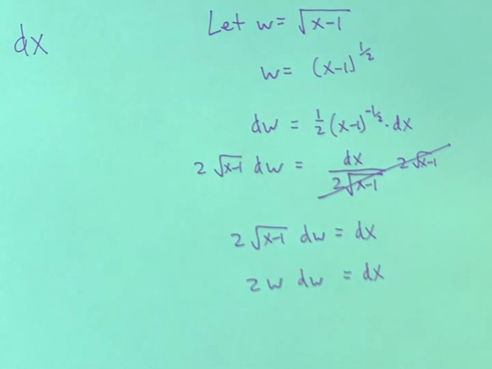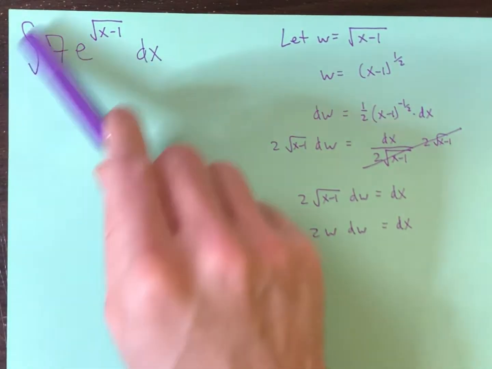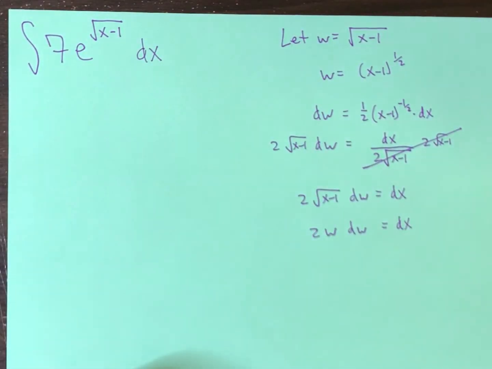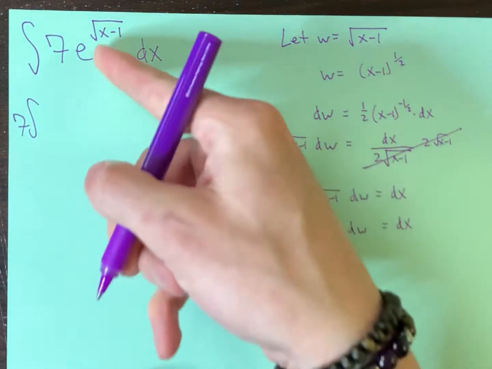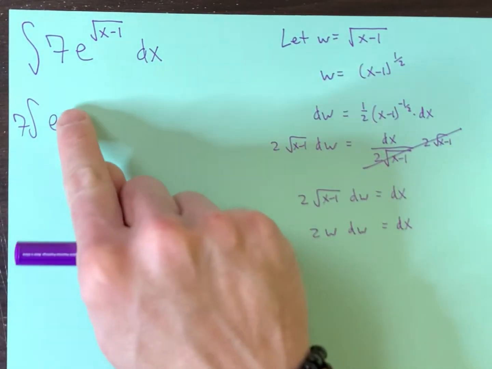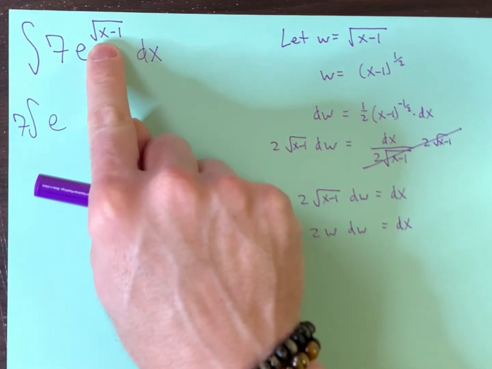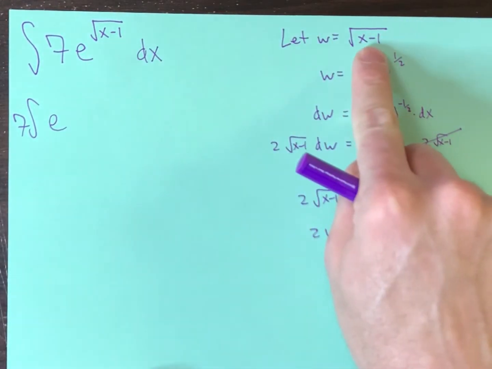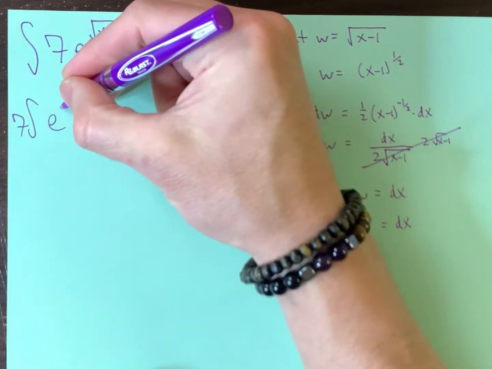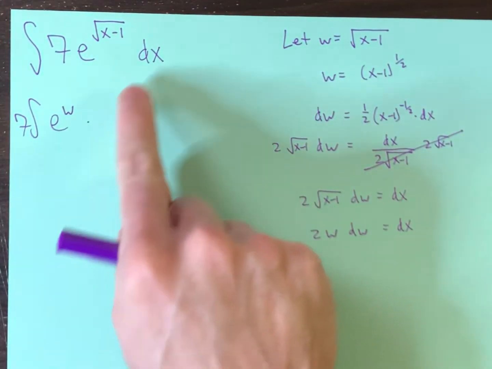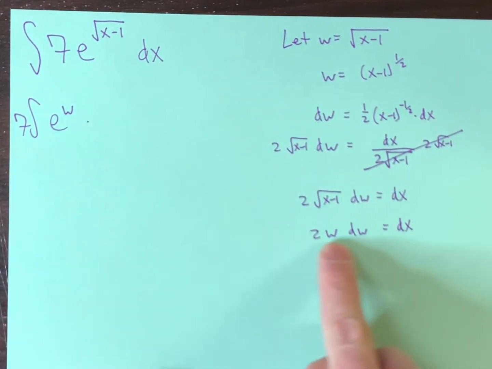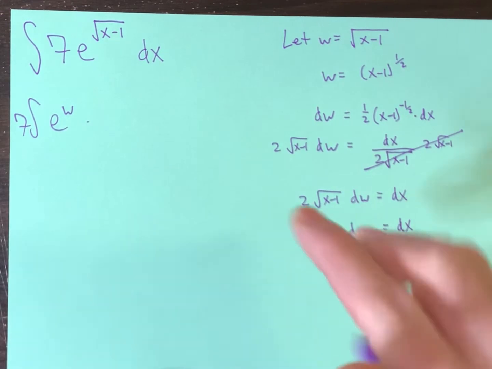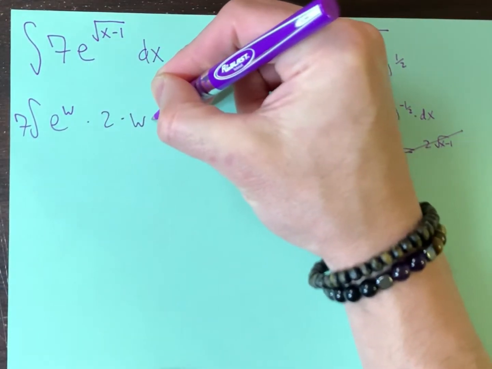So now we're ready to go back here and rewrite all of this in terms of w's. So the 7 can actually be kicked out to the front. It's a constant. Now I have e. Now my exponent should say square root x minus 1, but square root x minus 1 is w, times... Now I'm supposed to put dx here, but what does dx equal? Dx equals that there. So I have a 2 times w times dw.